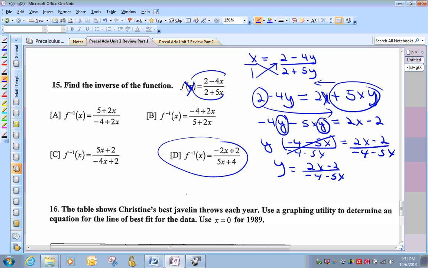Why is it not exactly written the same way? Well, let's take a look. Let's factor this negative outside. All right, and let's factor a negative out of the top. So if we go y equals, at the top I take out a negative 1, and I would have a negative 2x plus 2. At the bottom, if I take out a negative 1, I'd have a positive 5x and a positive 4. I'm just putting them in the right order. These negative 1s would cancel, leaving you negative 2x plus 2 over 5x plus 4.